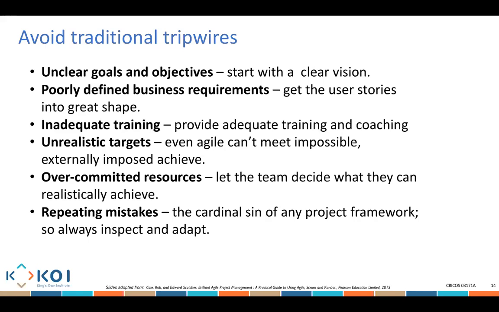If we have over-committed resources, we don't need that. We need to let the team decide what they can realistically achieve and what they cannot achieve. If we overcommit the resources and expect the outcomes to be delivered accordingly, this is going to be something pretty bad. It might look as if agile is not a good approach, but in reality, it has nothing to do with agile. It simply has to do with the fact that we have overcommitted the resources and expected to get the outcome.